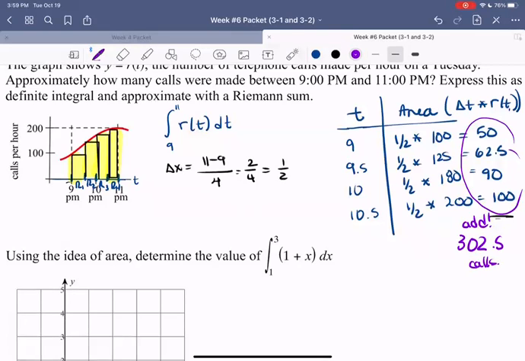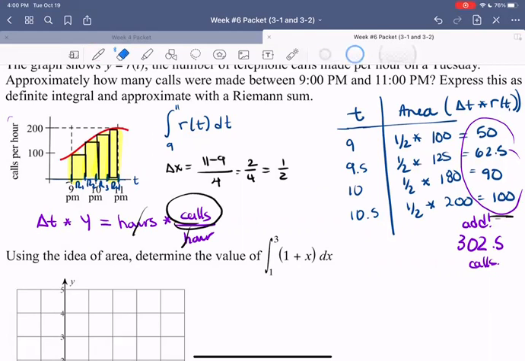And that's because our output value y is calls per hour. So we're multiplying our change of time, that's an hour measurement. Our y value is calls per hour. So units here are hours times calls per hour. So the hours cancel out and our units are just calls.